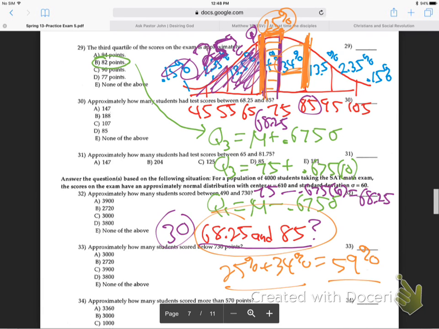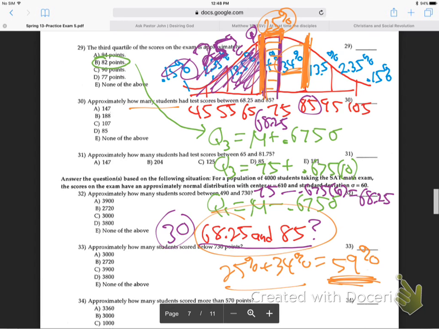59. Now, they didn't ask for the percent. They said, how many students? This is a tough problem. So how do you turn that percentage into the actual number of students? That's just the percentage, 59% of all the students.